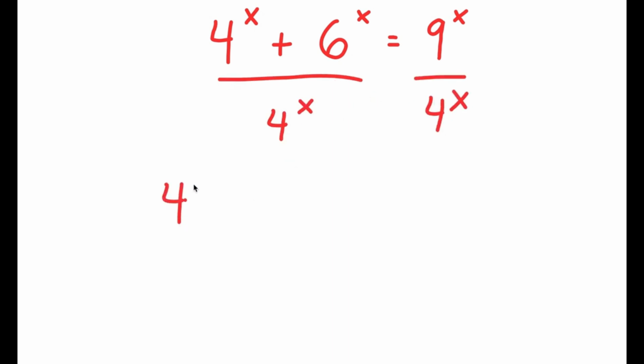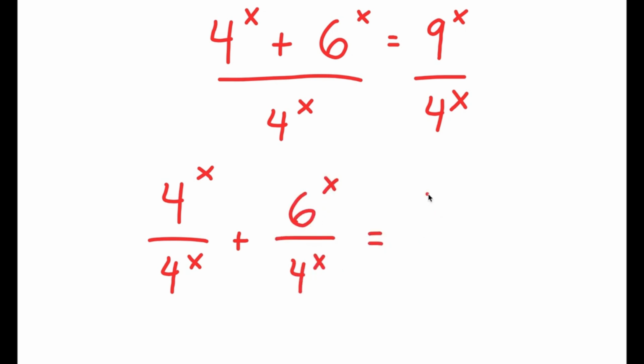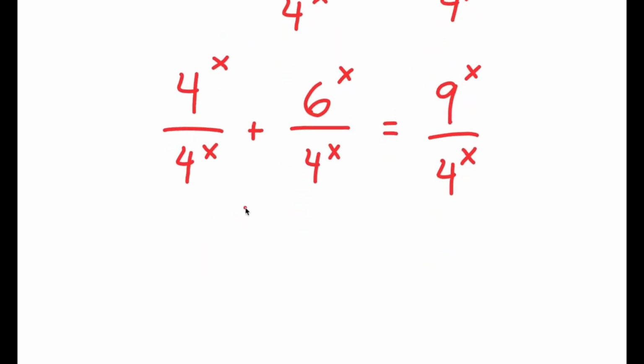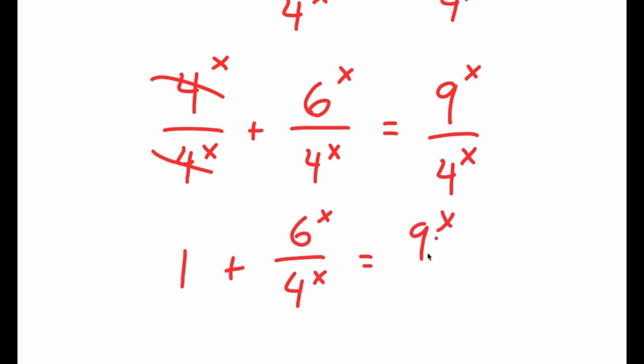So I get 4 to the power of x over 4 to the power of x plus 6 to the power of x over 4 to the power of x is equal to 9 to the power of x over 4 to the power of x. Now, 4 to the power of x and 4 to the power of x cancel out, so I get 1 plus 6 to the power of x over 4 to the power of x is equal to 9 to the power of x over 4 to the power of x.